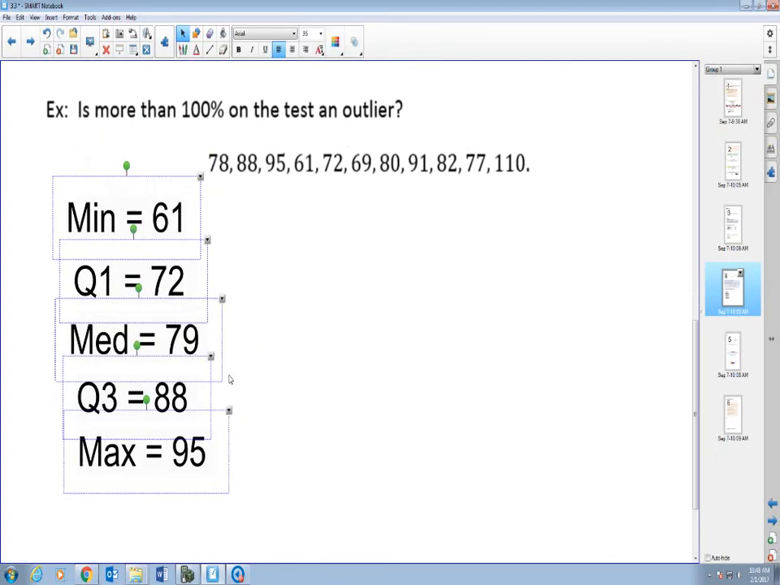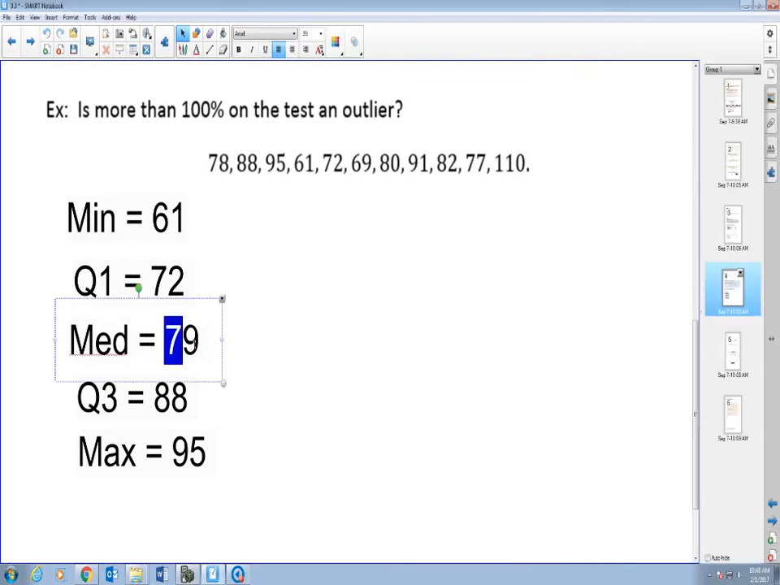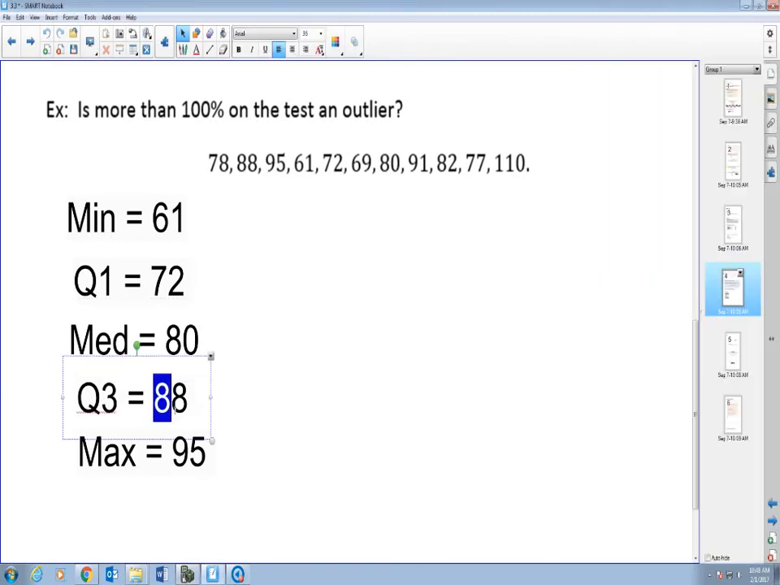Alright. So let's see what changed. Minimum 61, Q1 is 72. Median now is 80. My Q3 is 91. And the maximum is 110.